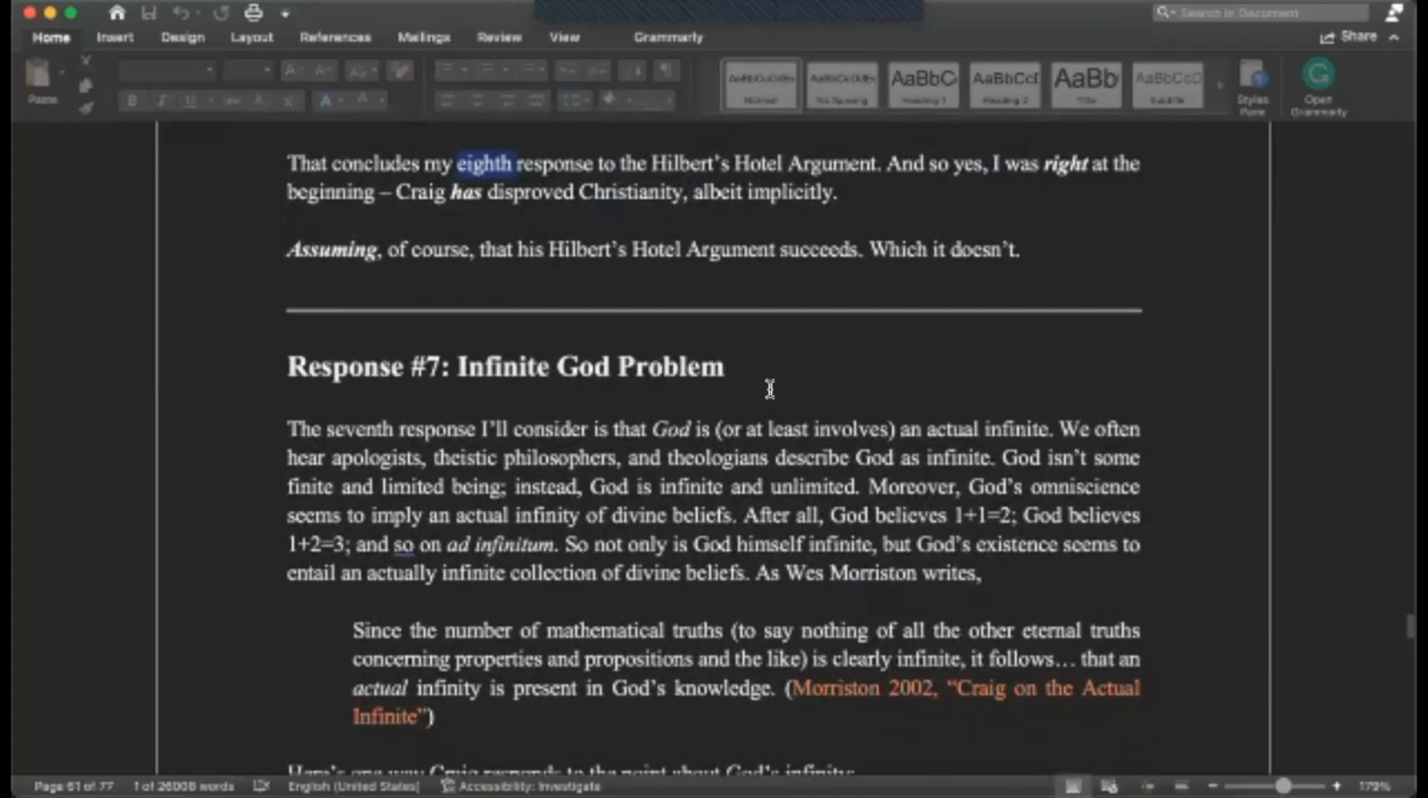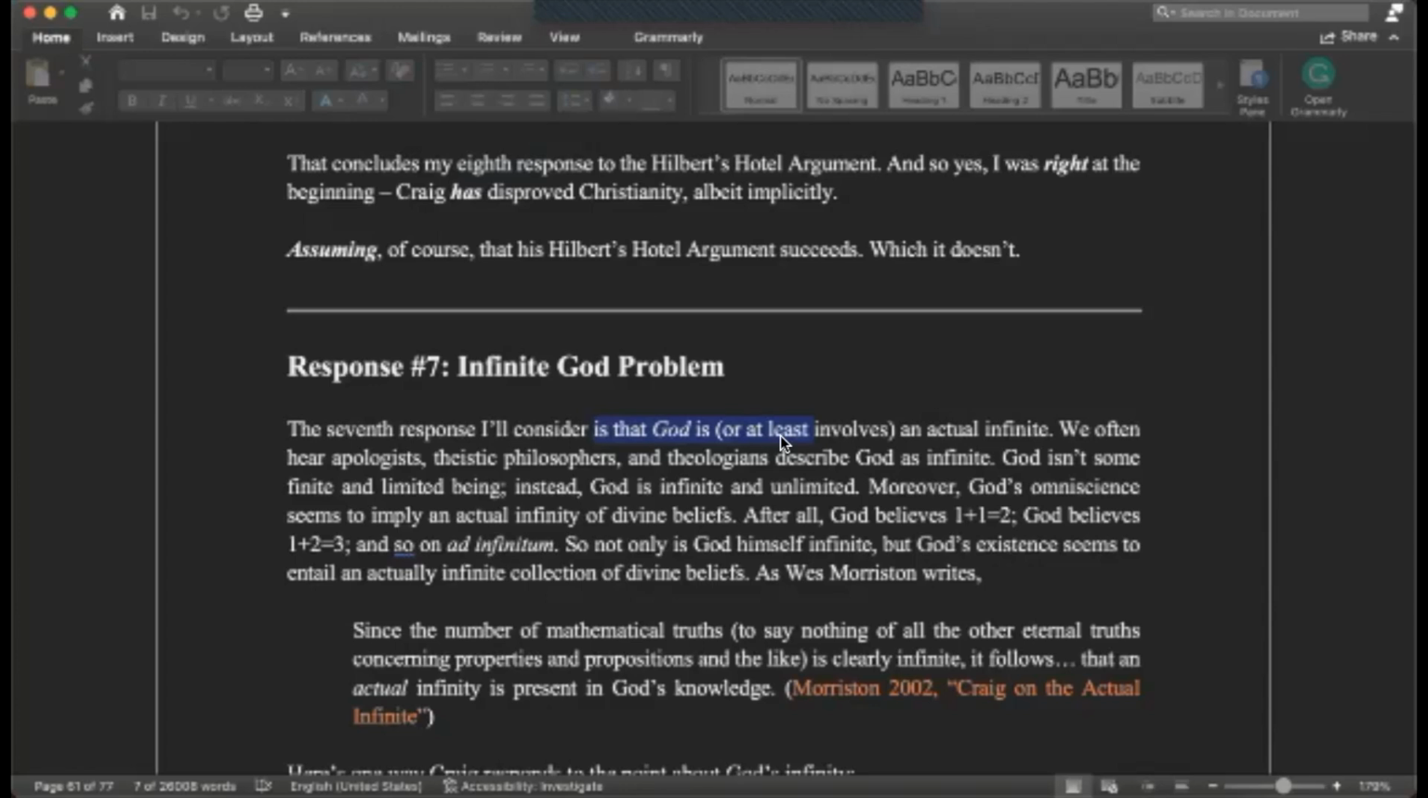Infinite God problem. The 7th response that I'll consider is that God is, or at least involves, an actual infinite. We often hear apologists, theistic philosophers, and theologians describe God as infinite, right? God isn't some finite and limited being. Instead, God is infinite and unlimited. Moreover, God's omniscience seems to imply an actual infinity of divine beliefs. After all, God believes 1 + 1 = 2, he believes 1 + 2 = 3, he believes 1 + 3 = 4, and so on ad infinitum. So not only is God himself infinite, but God's existence seems to entail an actually infinite collection of divine beliefs.